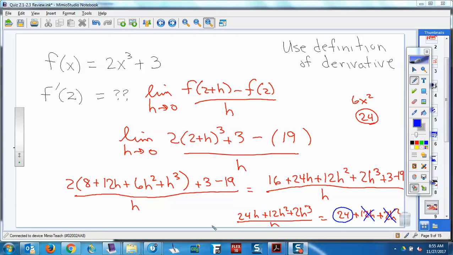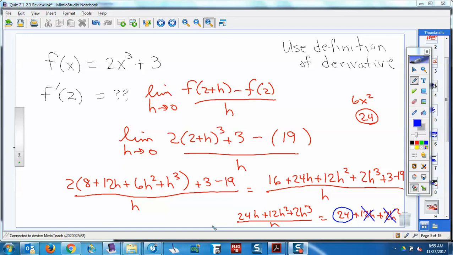2 cubed is 8 times 2 is 16 plus 3 is 19. So the 19 was just f of 2. And then I had to cube out that 2 plus h. Then I had to distribute the 2. And so that's all that work over there. Then the 19s cancel.